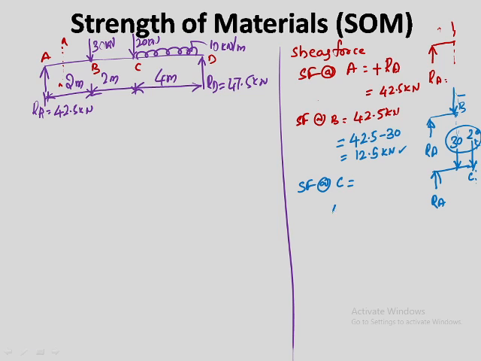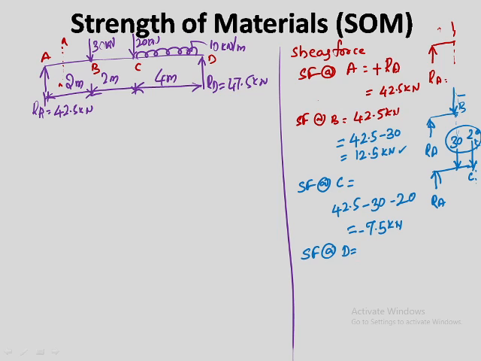Now here 42.5 upward, minus 30 downward, minus 20 downward. Now calculate how much you are going to get. You are going to get minus 7.5 kilonewton. Yes or no? Yes, sir. Okay. Next, shear force at D.